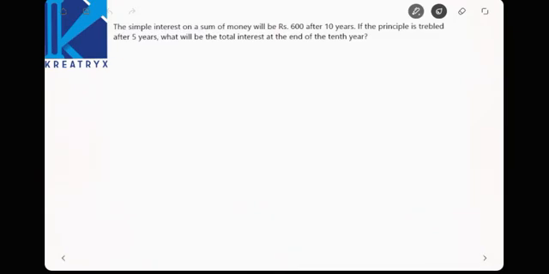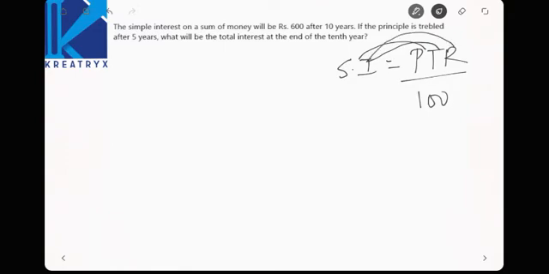Next, the simple interest on a sum of money will be rupees 600 after 10 years. If the principal is trebled after 5 years, trebled means tripled, 3 times, what will be the total interest at the end of the 10th year? Now see here, for 10 years if the interest is 600, simple interest is equal to PTR by 100, directly proportional to principal, directly proportional to time period, and simple interest is directly proportional to rate of interest. Got the point?